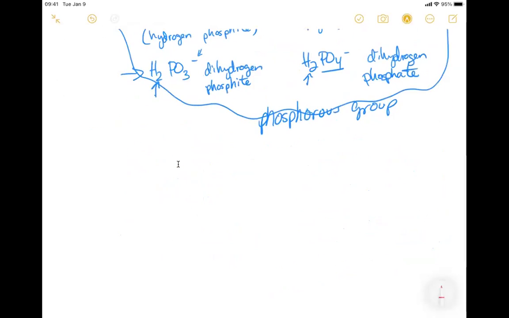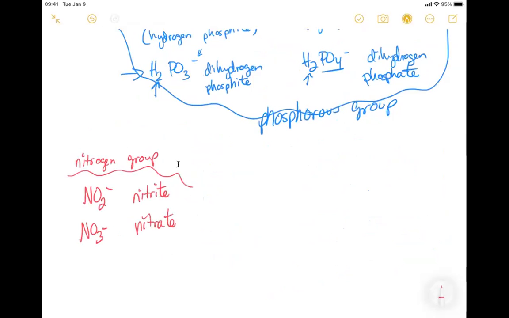Okay, the next one I will call the nitrogen group. There's only 2 in here. We've got NO2 minus, which is nitrite, and NO3 minus, which is nitrate. And that's it. Super simple. They're both -1. The O2 is ITE and the O3 is ATE. So NO2, NO3.